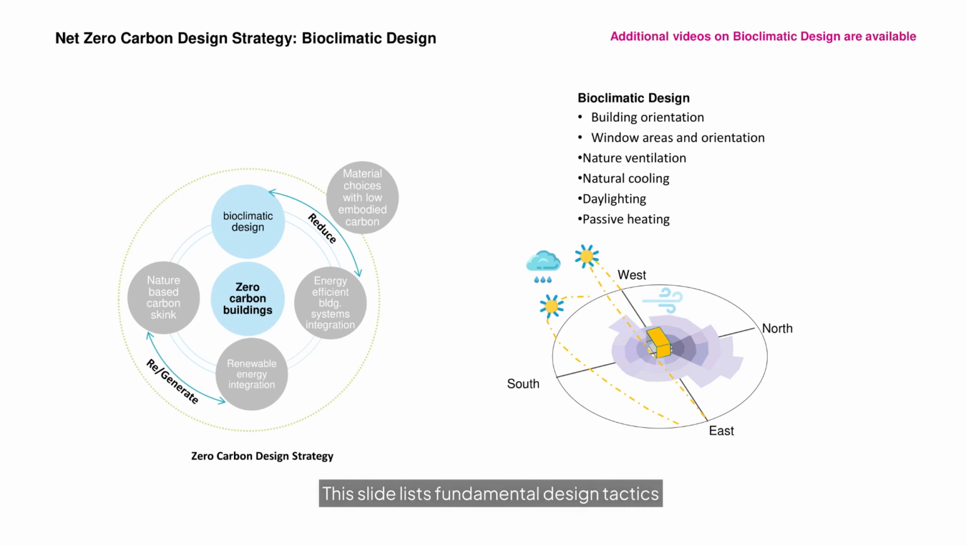This slide lists fundamental design tactics that leverage the local climate to minimize energy use. Key bioclimatic elements include building orientation, window areas and orientation, natural ventilation, natural cooling, daylighting, passive heating, and so on. Positioning and shaping the building to optimize sun and wind exposure. For instance, placing a building's longer facade along the east-west reduces overheating due to smaller east and west glazing and larger north and south exposure for controlled daylight.